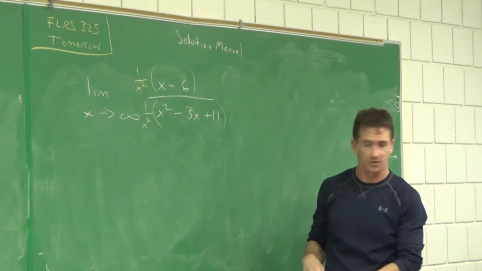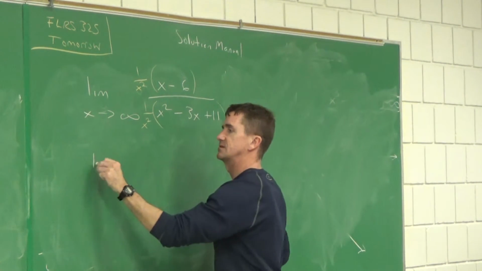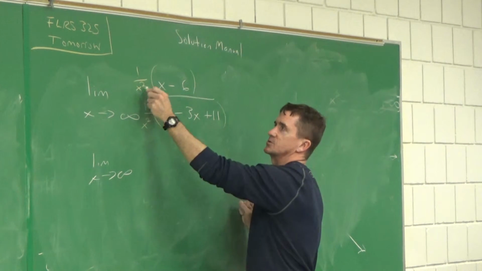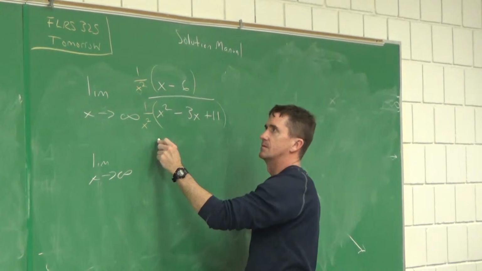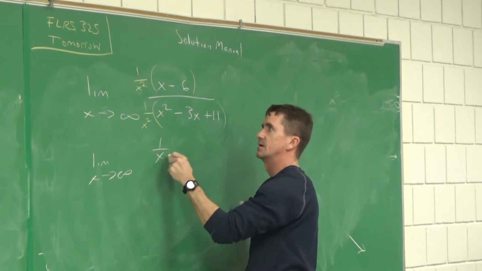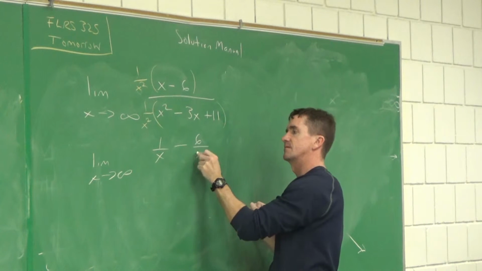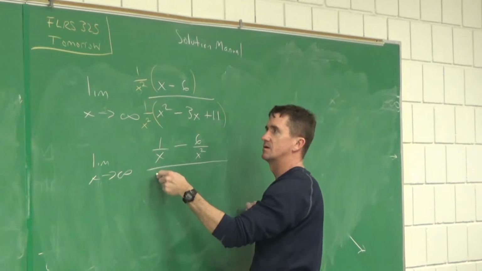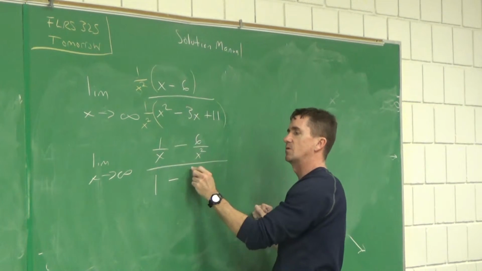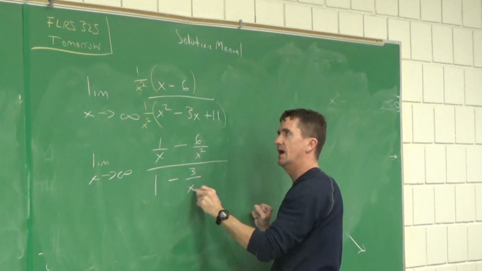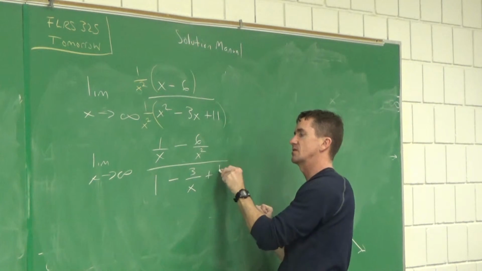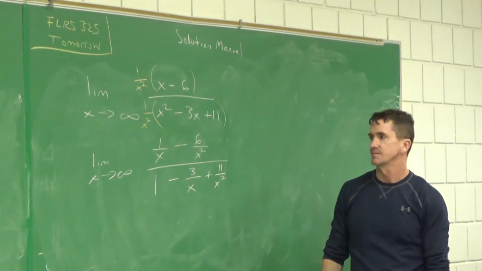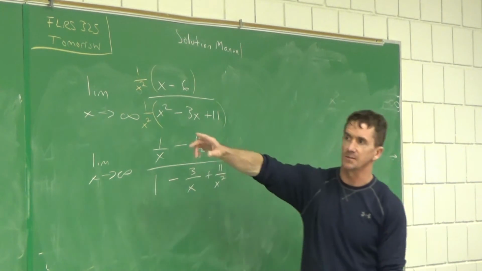So this is what a solution manual would show. Now, my next step, let's see what we get. No, you don't have to do it this way. What's 1 over x squared times x? 1 over x, very good. Minus 6 over x squared. X squared times over an x squared is just the number what? 1 minus 3 over what? X, and what's that last part? Plus 11 over x squared, right? So far so good?